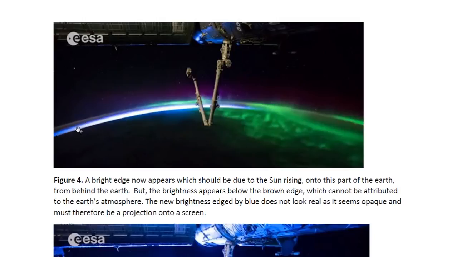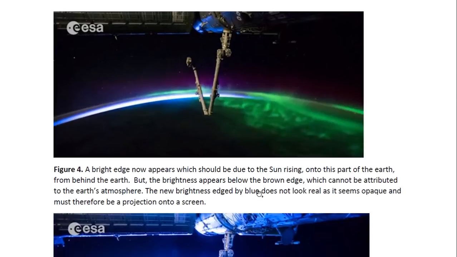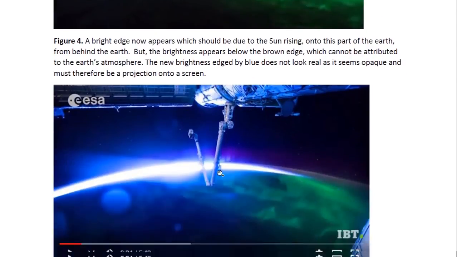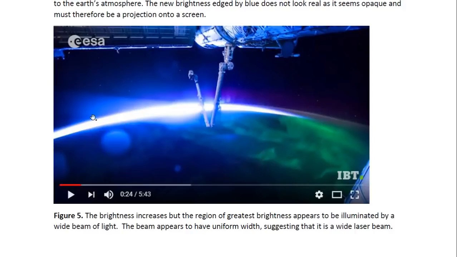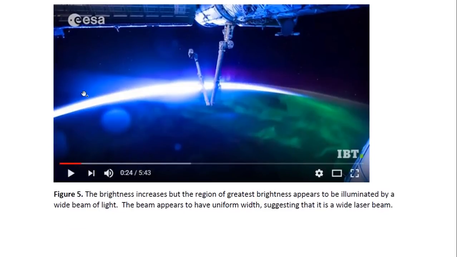You can see it's not even transparent or semi-transparent. Looks completely opaque there, this blue. So this is obviously part of the projection. Then the sun seems to get brighter, but we see that the brightness of the sun is actually coming from this beam of light. The real sun would not be in the form of a real beam, because the sun is a spherical object and it's much larger than the Earth. And as you can see, this looks like a uniform width beam, and therefore a wide laser beam shining onto here. And this seems to suggest that it may actually be a concave type of disk.